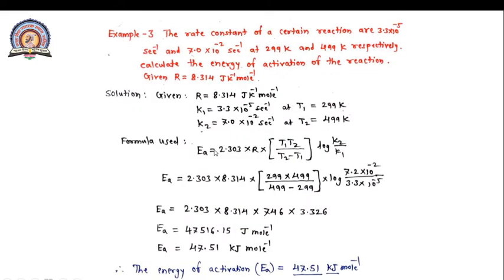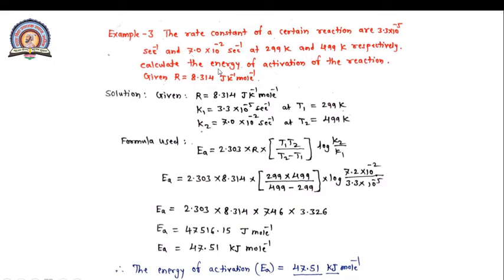Then example number 3. The rate constants of a certain reaction are 3.3 into 10 raised to minus 5 per second and 7.0 into 10 raised to minus 2 per second at 299 Kelvin and 499 Kelvin respectively. Calculate the energy of activation of the reaction. Given value of R is equal to 8.314 joule per Kelvin per mole.